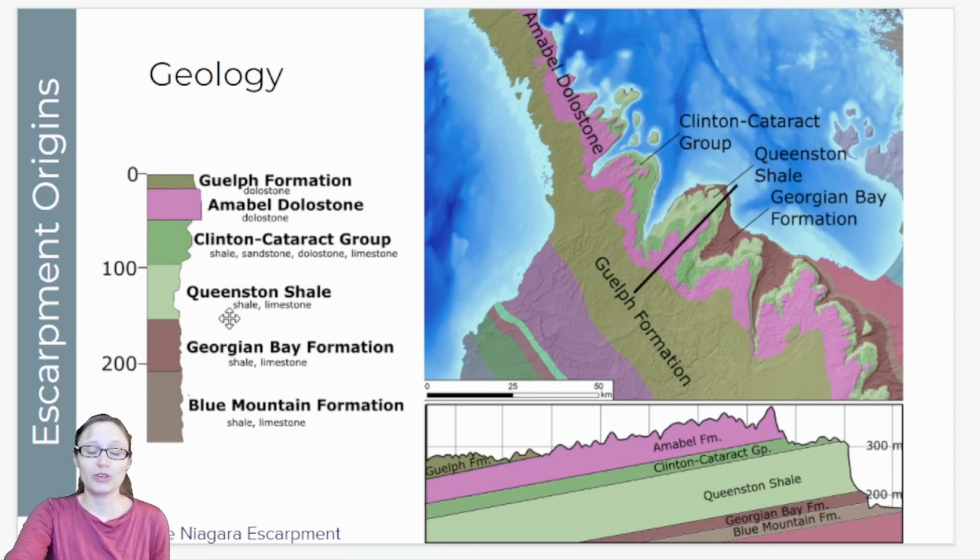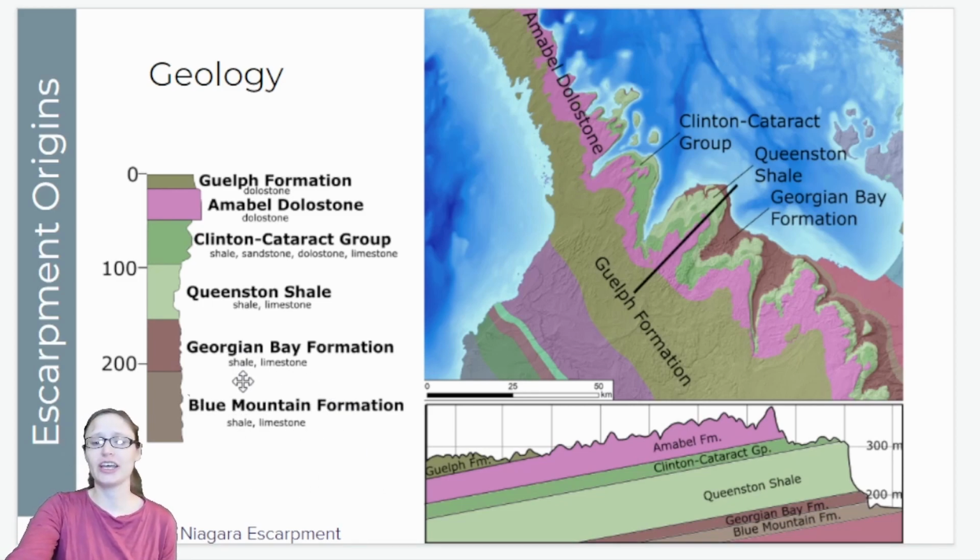So we don't have to worry about the origins of these formations. It's sufficient to say that they are different in character because of the way that they formed when they were first laid down and what the environmental conditions were. But for now, it's sufficient to say that things like shale and limestone tend to be more recessive than things like dolostone, which are the cap rocks.